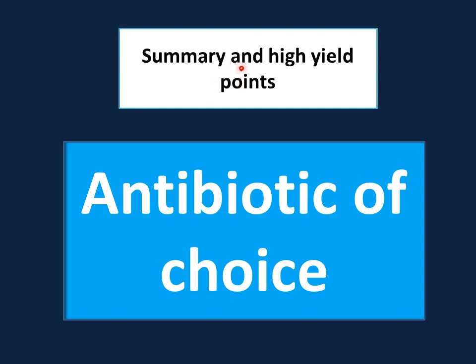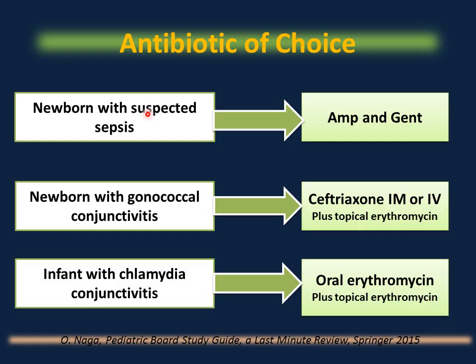We'll start a new section, summary and high yield points. I will start with antibiotic of choice. Newborn with suspected sepsis, ampicillin and gentamicin IV. Ampicillin covers for group B streptococci and Listeria. Gentamicin covers for E. coli.